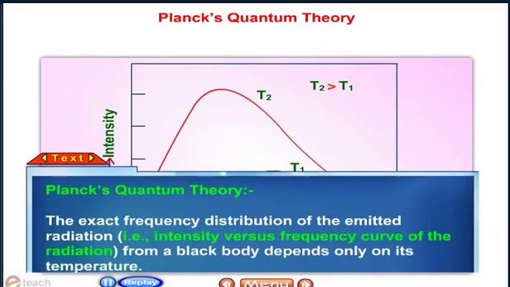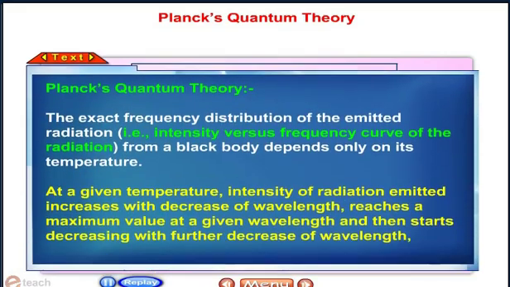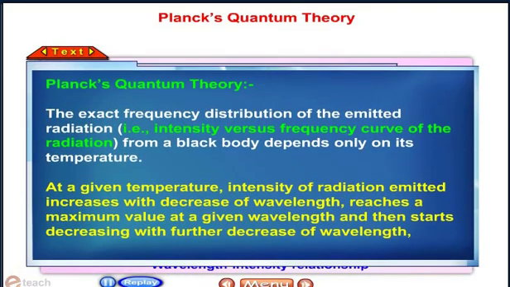The exact frequency distribution of the emitted radiation, that is, intensity versus frequency curve of the radiation from a black body, depends only on its temperature. At a given temperature, intensity of radiation emitted increases with decrease of wavelength. It reaches a maximum value at a given wavelength and then starts decreasing with further decrease of wavelength.